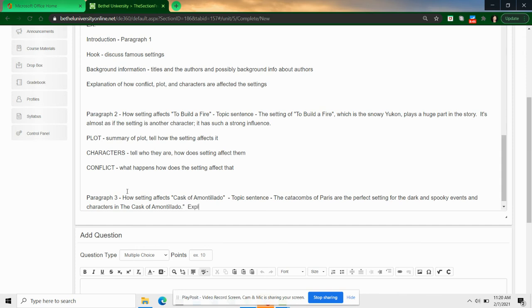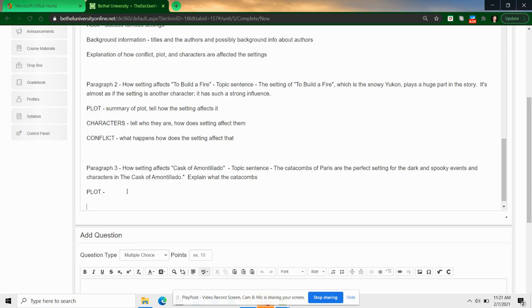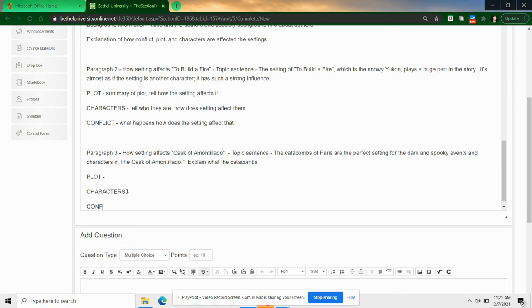And then maybe explain what the catacombs are. Because I'm going to bet when you first read that, you were like, what the heck is a catacomb? And had to look it up. I know I did. All right, and then we go to, just like we did before, the plot. How is the plot affected? The characters. How are the characters affected by this setting? And the conflict. How is the conflict affected by this setting?